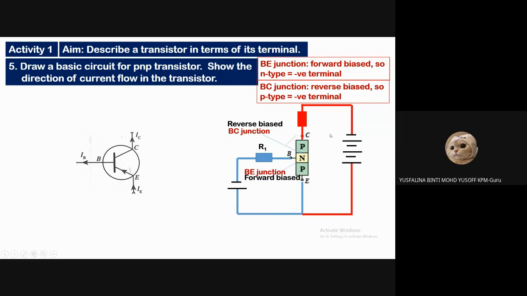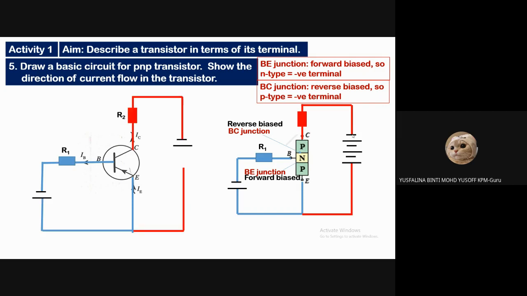So you can see the positive connected to the negative. Positive will be connected to the negative, right? And this is the diagram. This is actually the same one.